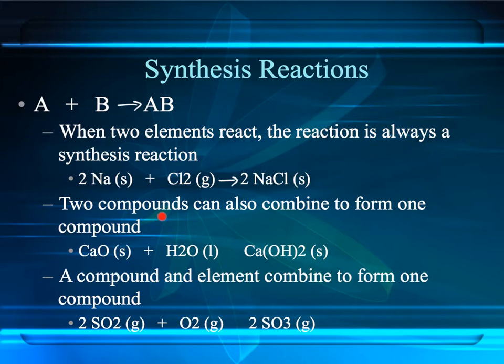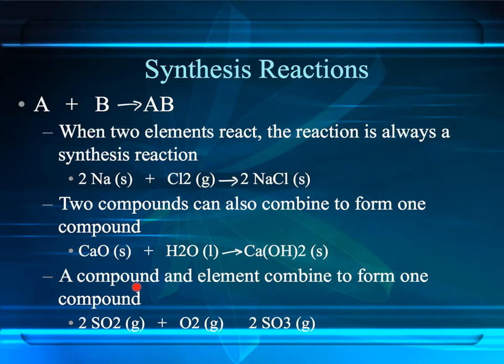You can have an instance where you have two compounds that can combine to form one compound. So you have two different compounds combining to form one. And that's what this instance is right here. You have calcium oxide, CaO. If you put that into water, you get calcium hydroxide. So starting with two compounds, you form just one.